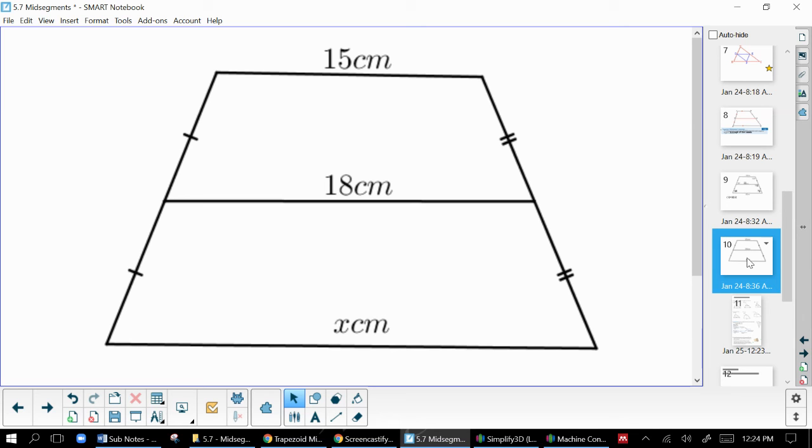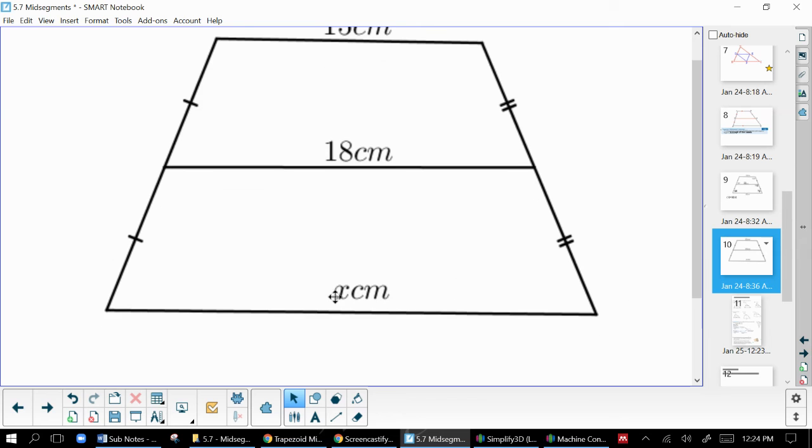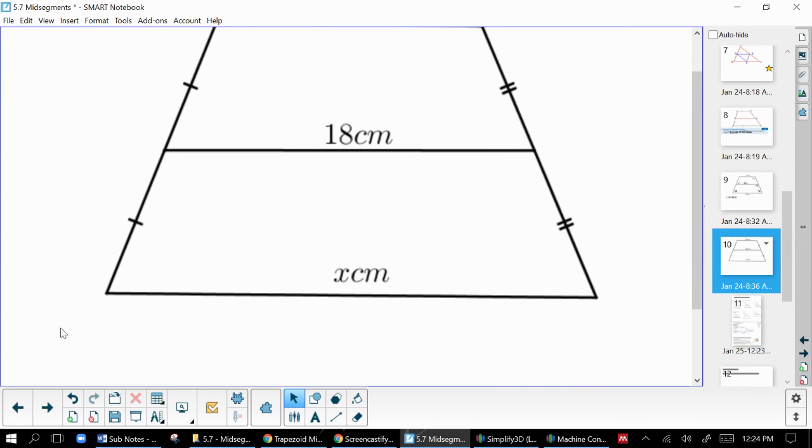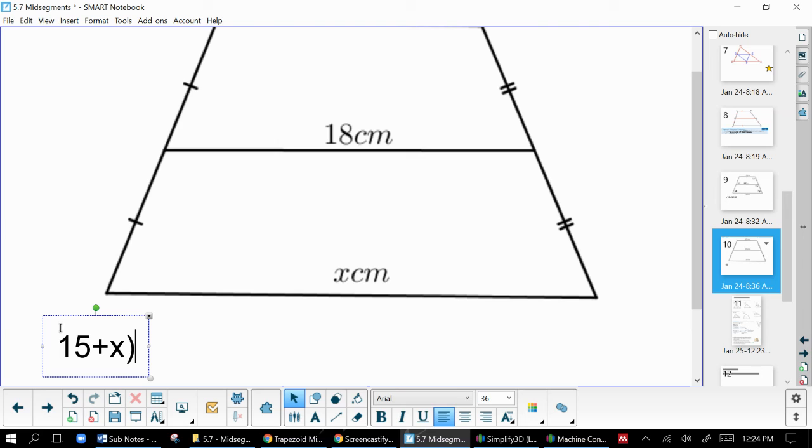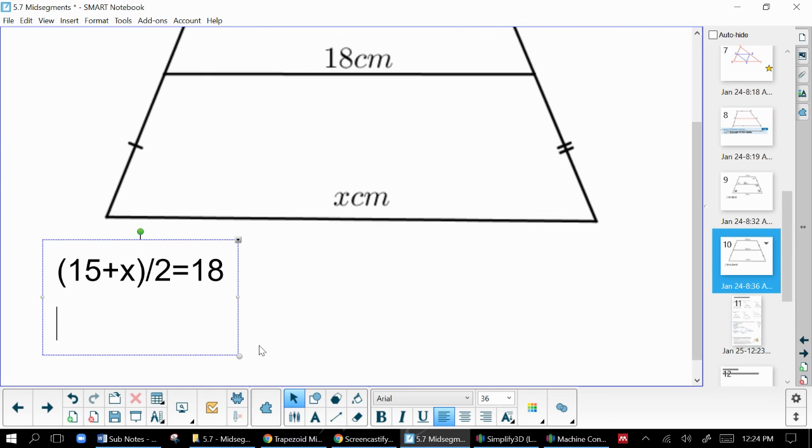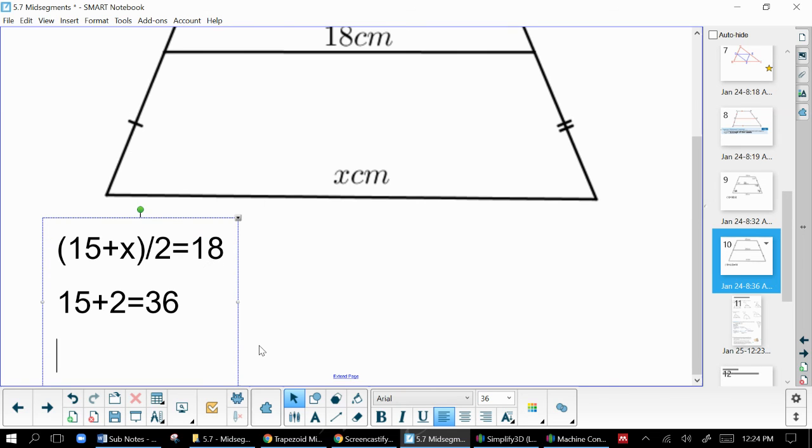Okay, now there's 2 ways we could do this. The way your book is always going to show you is we should use some algebra. I know that 15 plus x divided by 2 has to equal 18. And that's an equation we can solve. We can multiply both sides by 2. And we can subtract 15, and we can get x is 21.